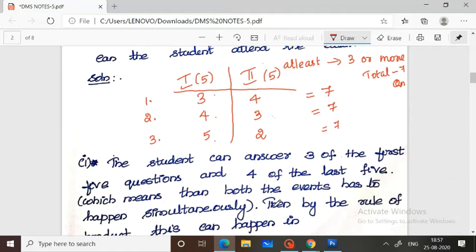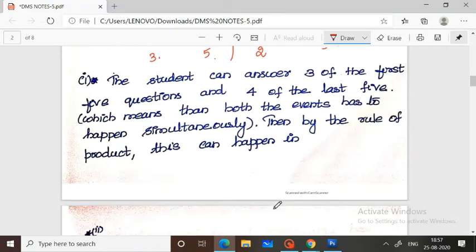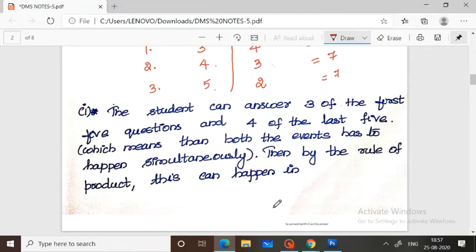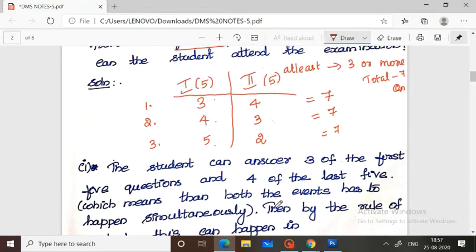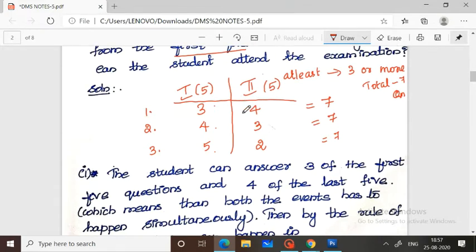That means the options. So how do we have to write the answer? So how will you write the answer for this? The student can answer 3 of the 5 questions and 4 of the last questions. അതായത് it is a must, he has to answer 3 questions and 4 questions, 4 and 5, isn't it? So if a student is choosing this answer, I can say that the student may select the first option or the second option or the third option.